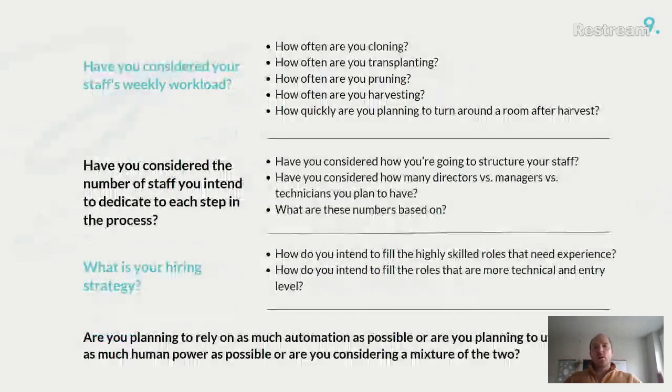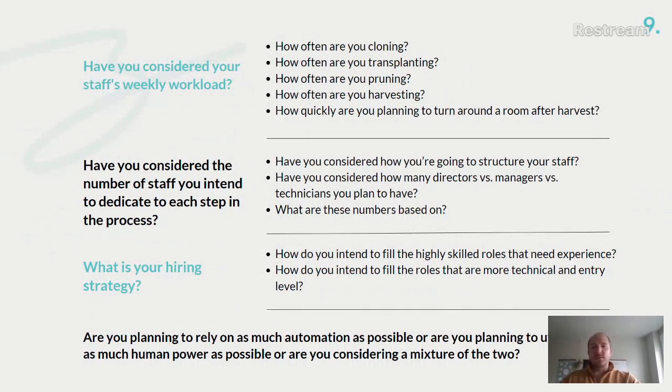We have a couple more slides, and a lot of the slides that I've talked to up until this point have mentioned this. What is our staff's weekly workload? This is really important because it's going to help you decide the number of employees you need, when you really need them, and the level of skill you're going to need to hire for.